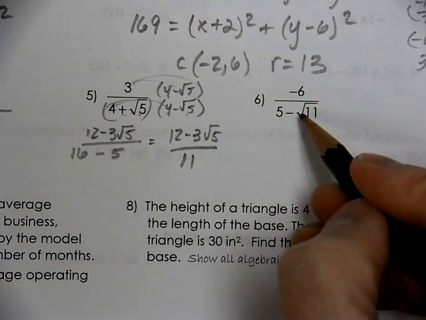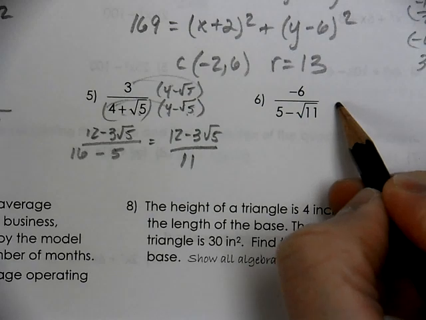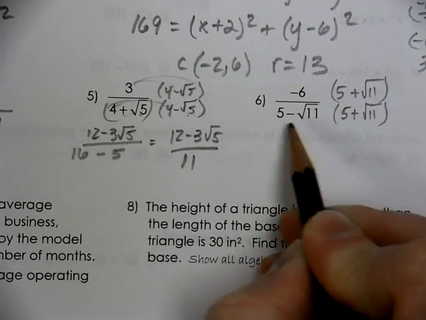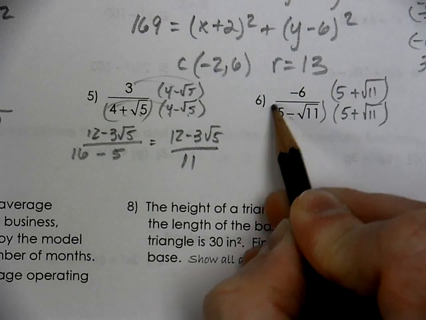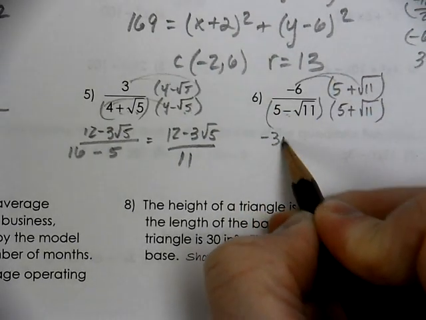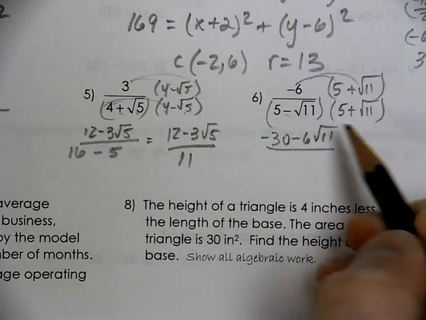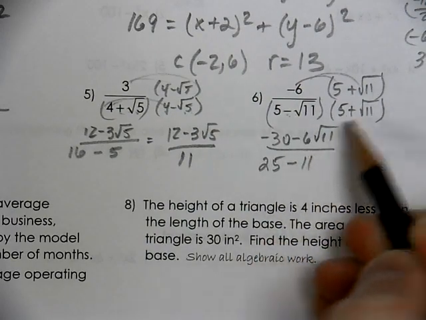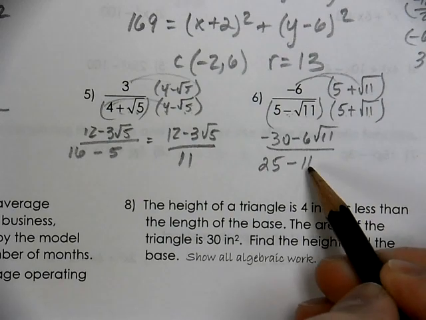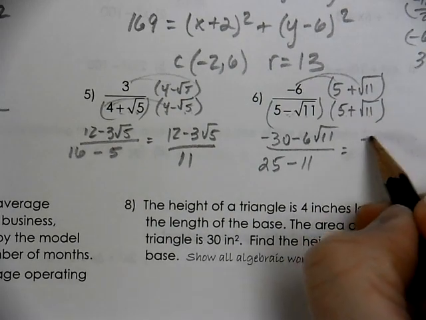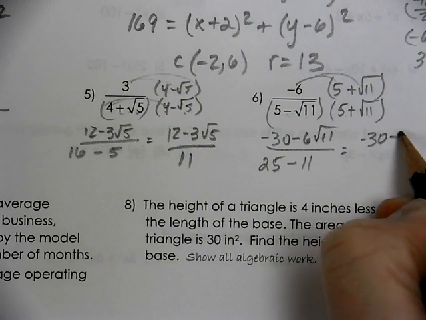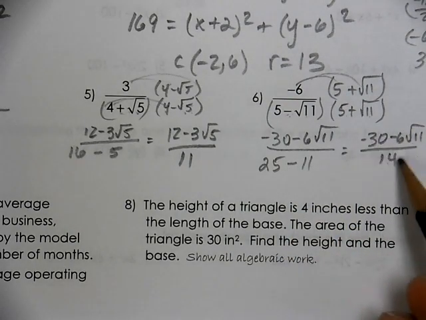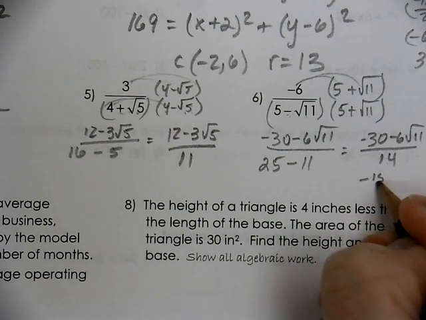Again, we have a binomial in the denominator. It has a radical, so we have to multiply by what's called the conjugate. The conjugate is the opposite sign of that binomial. I would distribute through to get negative 30 minus 6 root 11. And when you're multiplying conjugates, you only have to worry about the front term and the last term. Root 11 times root 11 is 11. So here we have negative 30 minus 6 root 11 over 14. And I notice that they all have the same factor in them. They all have a factor of 2. So this can be reduced.